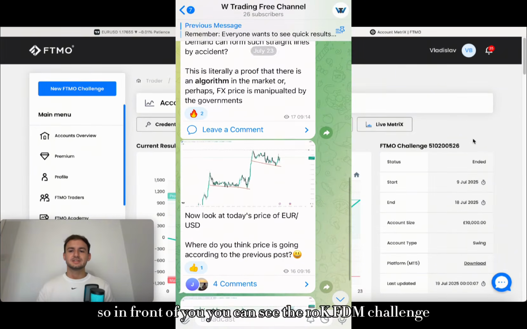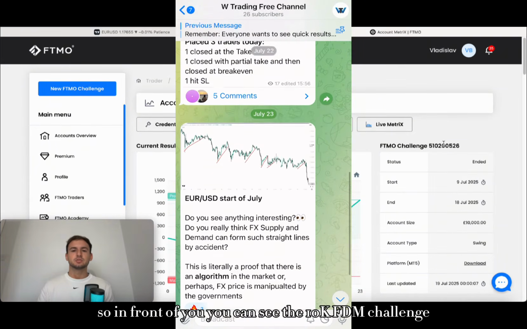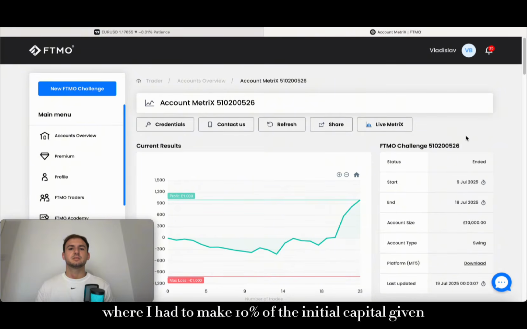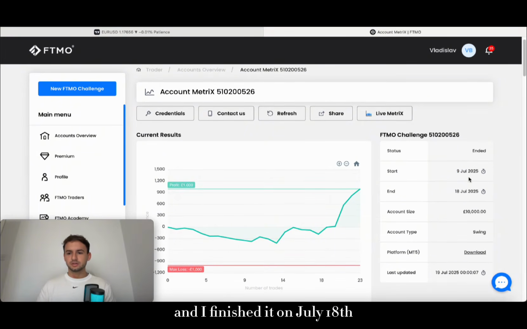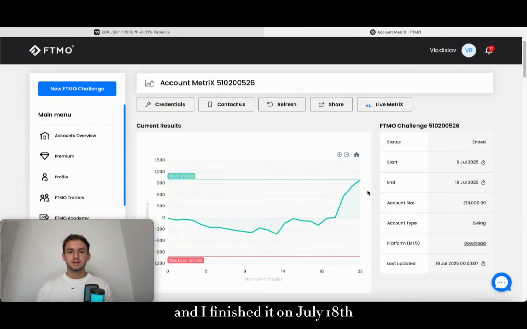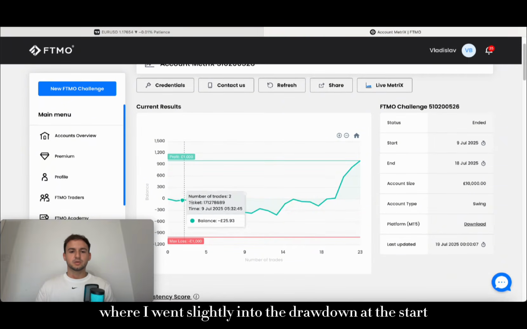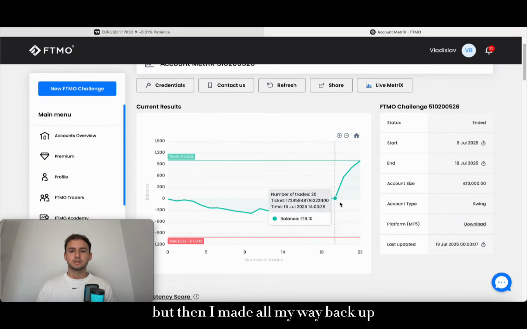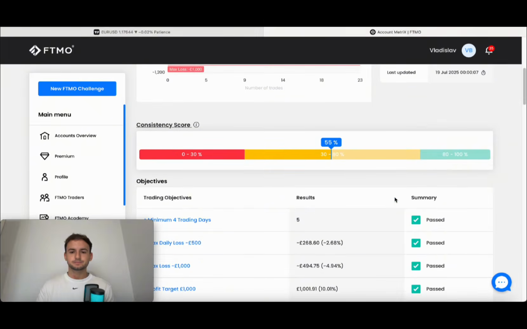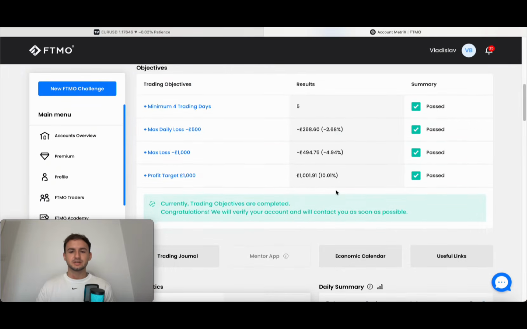So in front of you, you can see the 10k FTMO challenge. This is the first phase where I had to make 10% of the initial capital given. So I've started it on the 9th of July and I finished it on the 18th of July. Here you can see my equity curve where I went slightly into the drawdown at the start, but then I made all my way back up. This is the confirmation that I've passed.